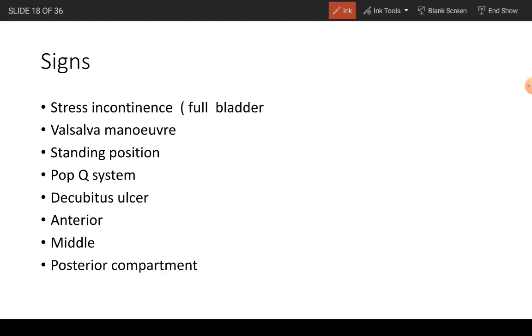Signs, assessment of prolapse. So you examine the patient in lithotomy position. First of all, before emptying the bladder, you have to look for stress incontinence. After emptying the bladder, do the rest of the examination. So you have to evaluate 3 components. You have to ask the patient to perform the Valsalva maneuver. Valsalva maneuver means you are exerting pressure against a closed glottis.